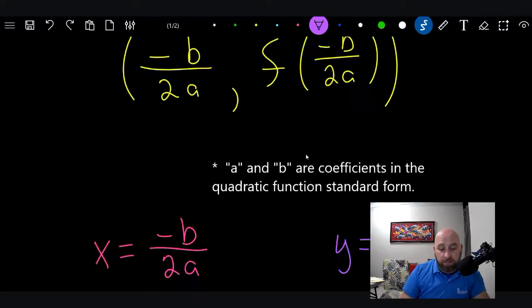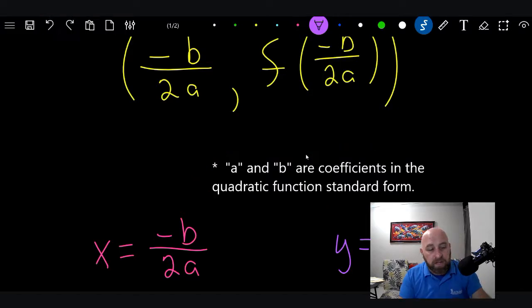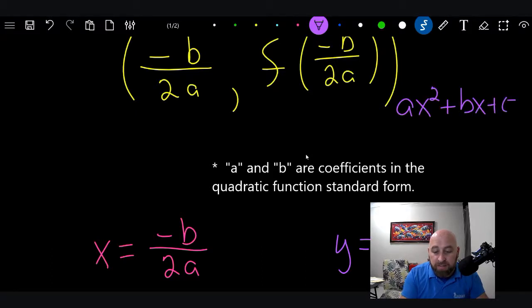Notice down here, it says the a and the b are the coefficients from the quadratic function standard form. In other words, notice that you have to get your quadratic into standard form. What standard form? Let me write the a with it so you can see that. So ax squared plus bx plus c equals 0.